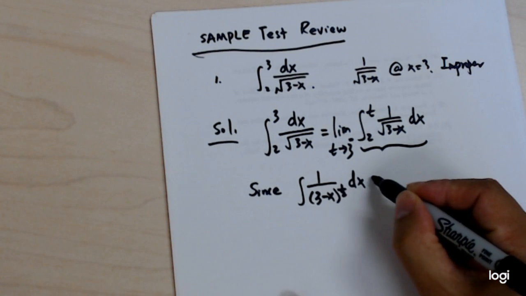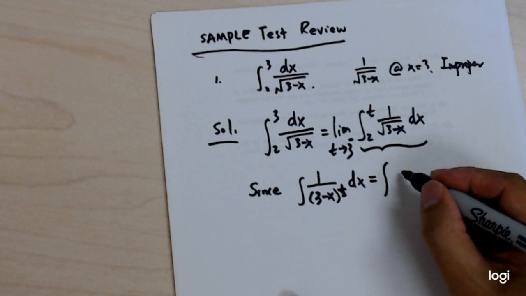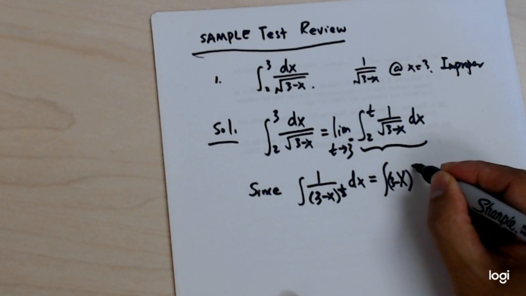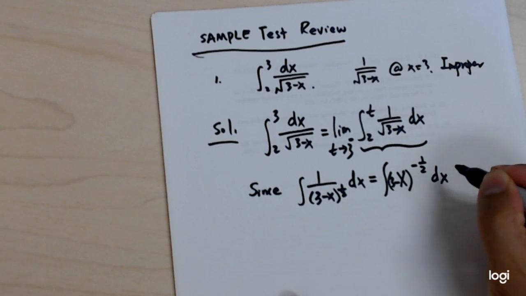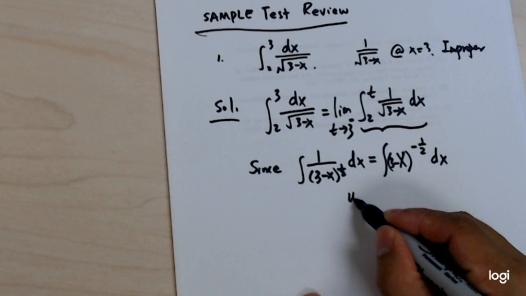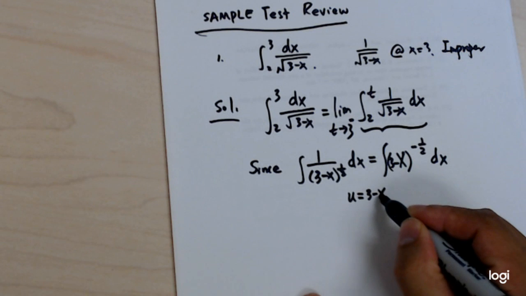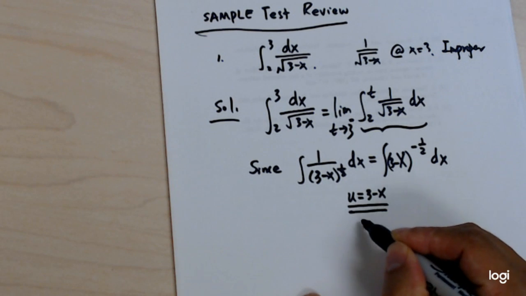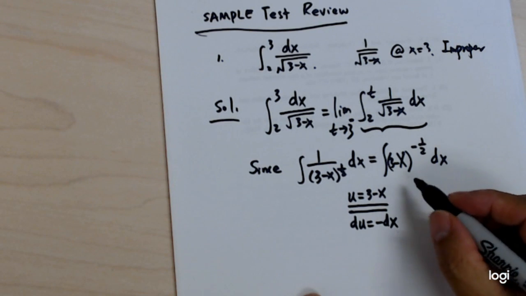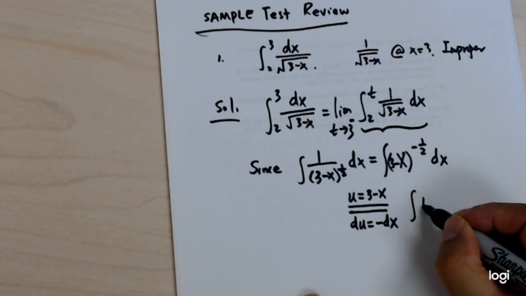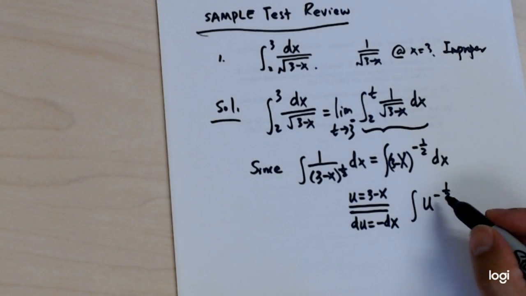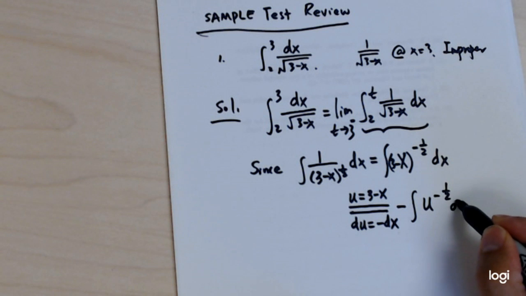Let's try to do the indefinite integral. Sorry, this is 3 minus x to the power of negative 1/2. Okay. And to integrate this, we let u be 3 minus x, du is negative dx. That's u to the negative 1/2, and dx becomes negative du. So I put a negative sign outside.